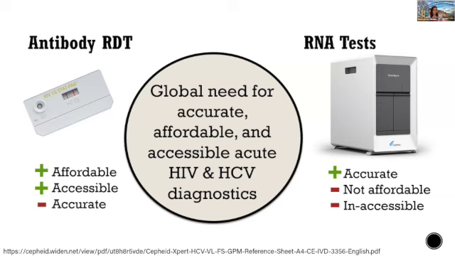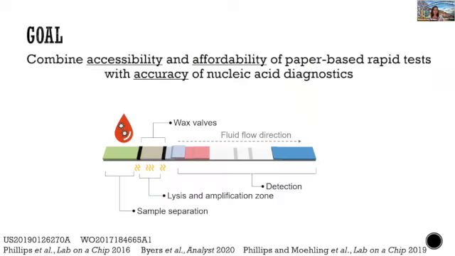That said, there's a global need for accurate, affordable, and accessible acute HIV and HCV diagnostics that we are targeting. And so our goal is to combine that accessibility and affordability of paper-based rapid tests with the accuracy of those nucleic acid diagnostic tests and really target the virus and the viral RNA itself. The way we've been thinking through this process has been a test that the blood lands on, just like your rapid test, and then goes through different processes for lysis of the virus to open it up and make nucleic acids available, RNA amplification, and then detection on a readout that's the lateral flow test readout. And we have developed these little wax valves that help to move the process along from point to point without the user having to do a lot of additional steps.